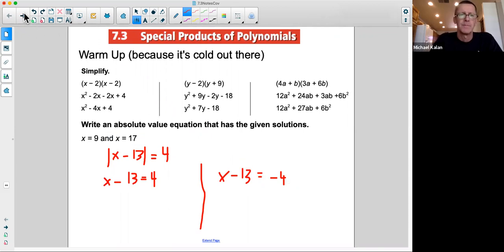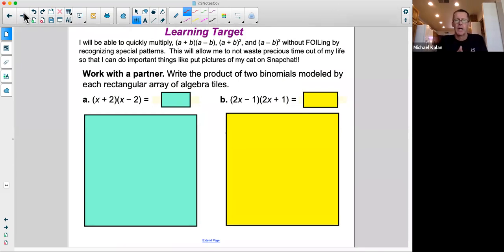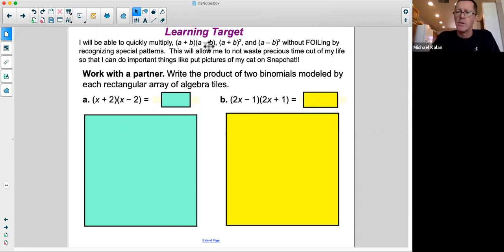Okay, awesome. So your learning target is to be able to, in certain circumstances, recognize that you can multiply without having to go through the whole process of foiling, okay? And you're going to see that in these 3 potential situations. When you have what we call conjugate binomials, notice how it's a plus b, a minus b. We call those conjugate binomials. First term's the same, second terms are opposites of each other.